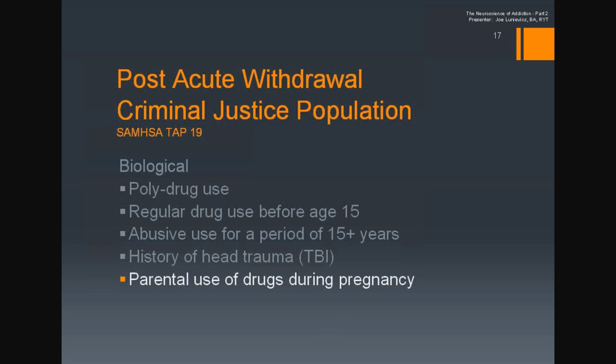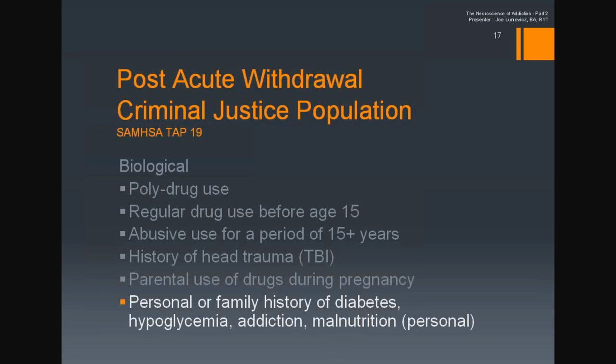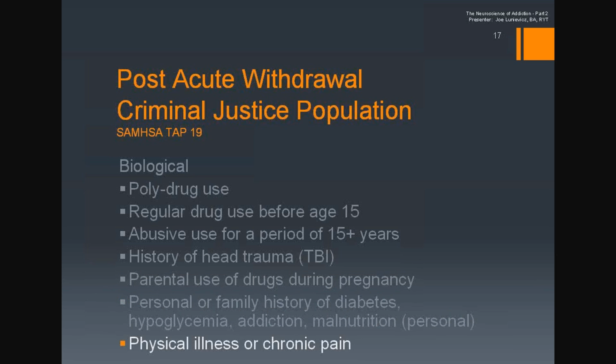Parental use of drugs during pregnancy. Personal family history of diabetes, hypoglycemia, addiction, the individual being malnourished, these are all going to be further risk factors. Physical illness or other chronic pain. You can see how these tie into the choice from the ASAM criteria also. It's interesting how they all kind of connect.